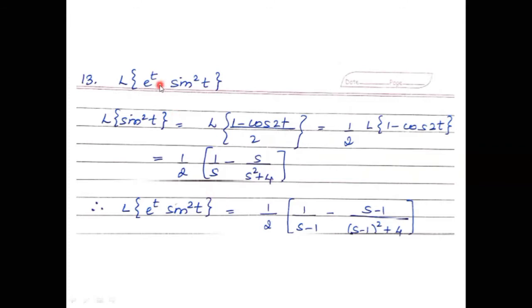And now, when you add this e power t here, you'll be replacing s by s minus a. But here a is 1, so you are replacing this s by s minus 1. Wherever there is s, we'll be replacing that by s minus 1, like this. And this is the final answer.